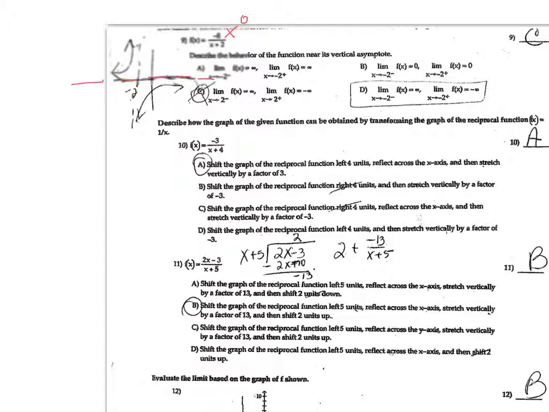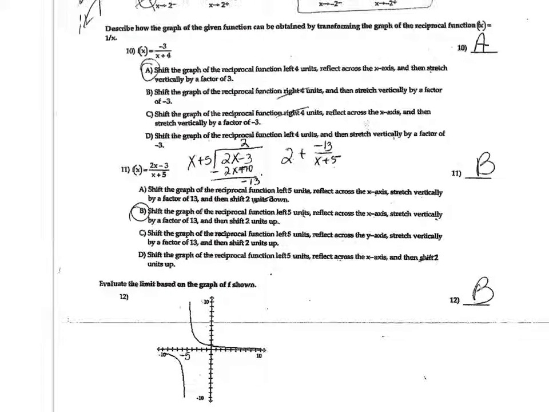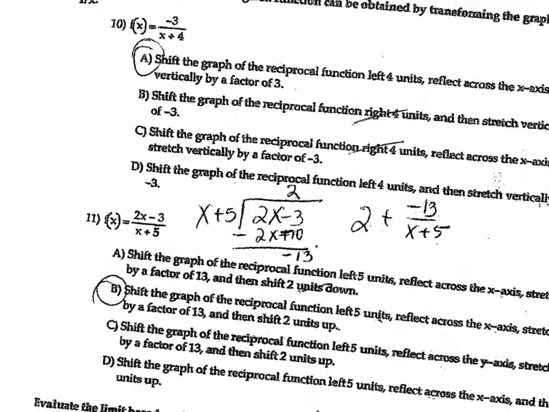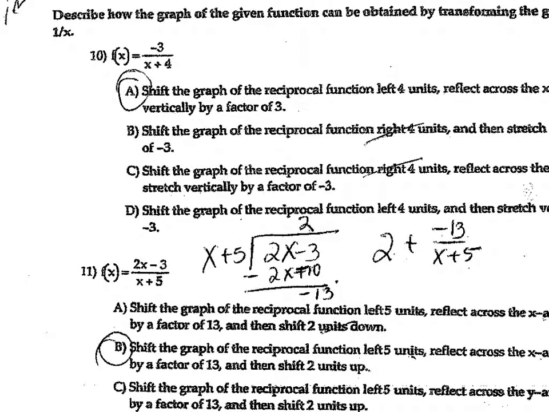Okay, so number 10. In problem number 10, getting better, right? In number 10, in this case, you don't really have to graph it. It's just shifted left 4 units, vertically stretched by a factor of 3, and reflected over the x-axis because of the negative. Now, number 11 is a different story.